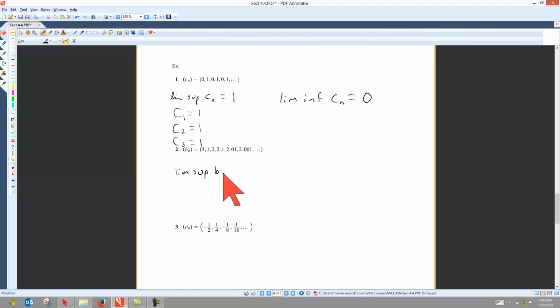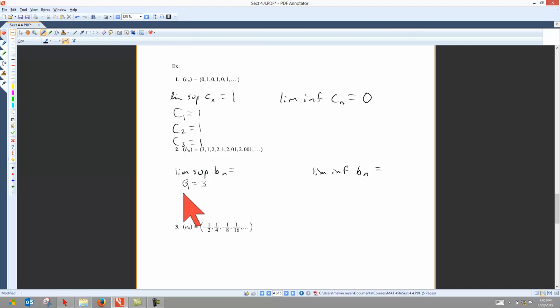Lim sup, lim inf, okay. What about B1? Starting with the first, what's the largest thing I see going forward?